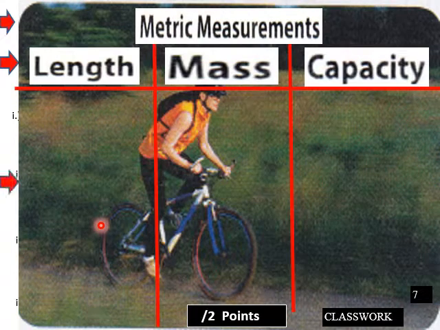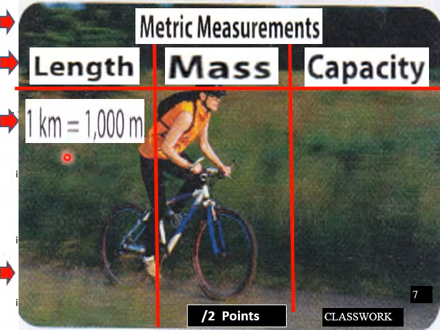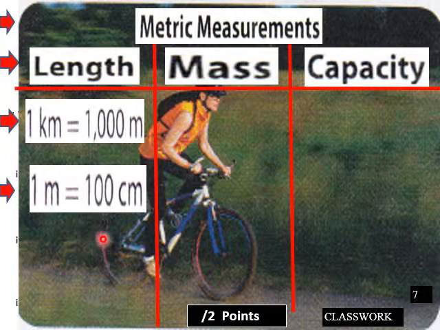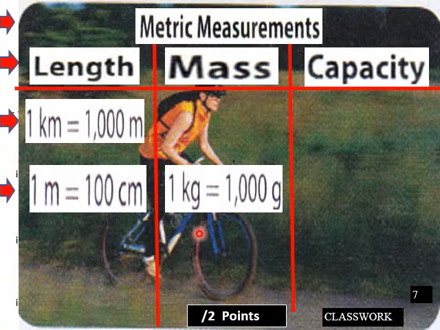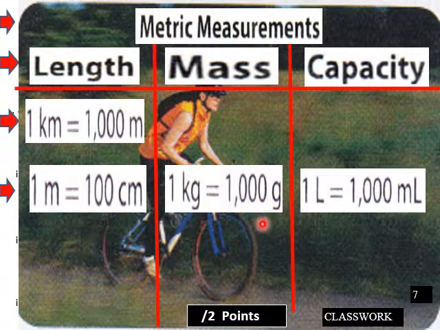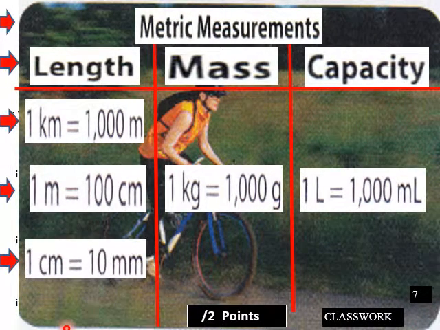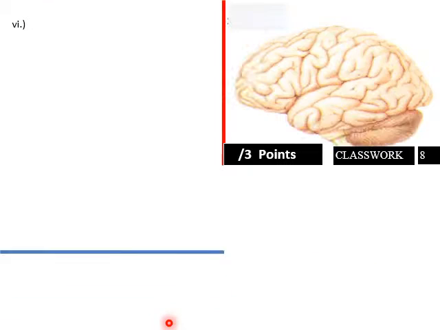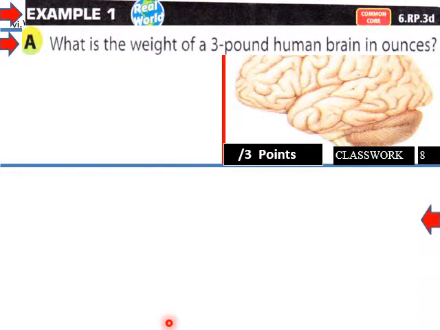And then metric measurements. 1 kilometer equals 1,000 meters. 1 meter equals 100 centimeters. 1 kilogram equals 1,000 grams. 1 liter equals 1,000 milliliters. 1 centimeter equals 10 millimeters. 1 gram equals 1,000 milligrams. Those are good tables to copy down, students.